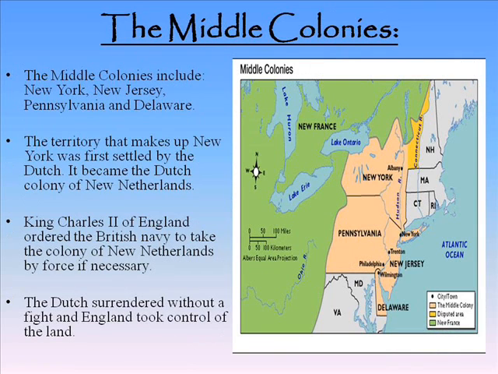So now let's go ahead and take a look at the middle colonies, and these include New York, New Jersey, Pennsylvania, and Delaware. The territory that makes up New York was first settled by the Dutch, and it became the Dutch colony of New Netherlands. We've talked about this already.